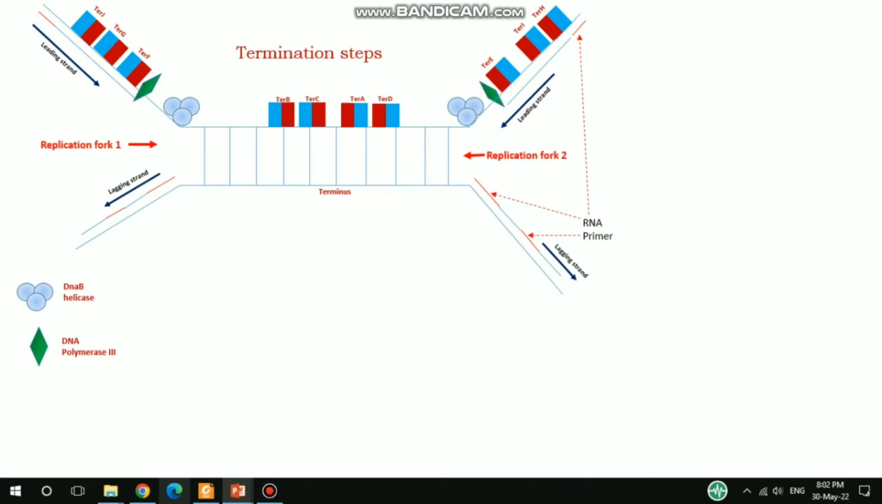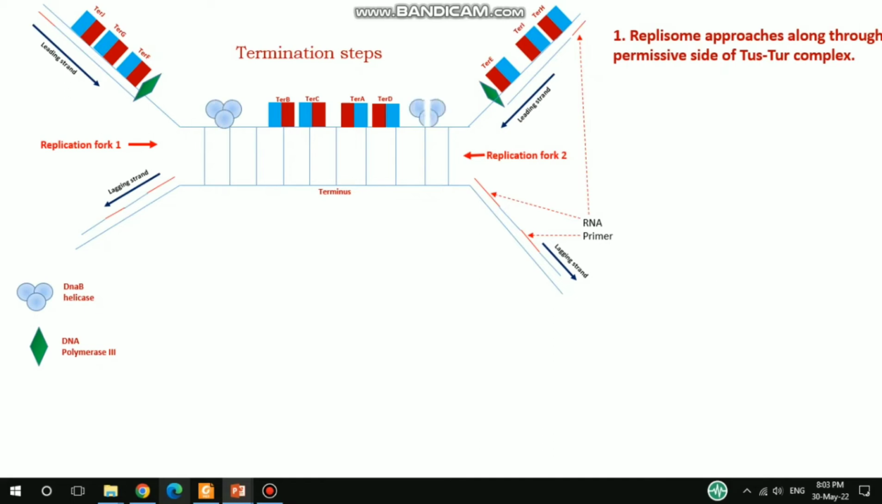Let's have a look at the termination process. As you see in this figure, in this bubble-like structure there are replication fork 1 and replication fork 2. These are approaching towards the terminus site, and at this terminus site the two forks fuse together. Here this is the replisome or DnaB helicase, and this green color shows DNA polymerase 3. The replisome or DnaB helicase approaches the terminus site through the permissive face of the TER-TUS complex, and upon passing through the permissive face of the terminal TER-TUS complex, DnaB helicase cannot go further, so its action is blocked by the non-permissive face of the terminal TER-TUS complex.